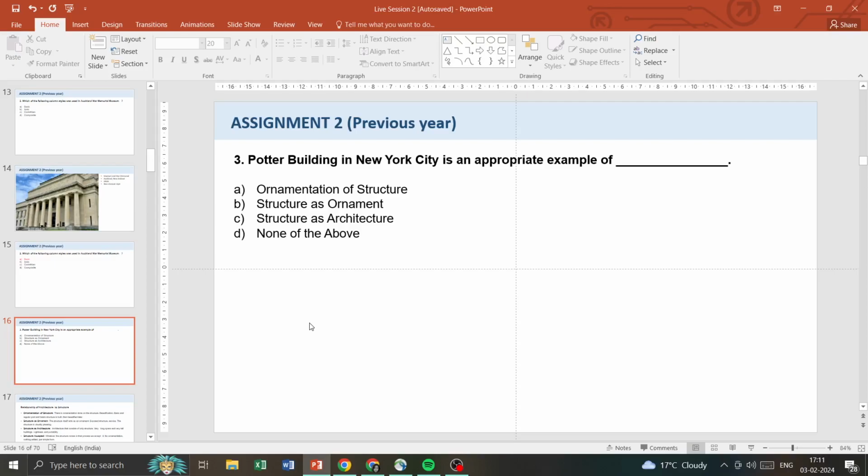Question number 3. Potter Building in New York City is an appropriate example of ornamentation of structure, structure as ornament, structure as architecture, none of the above. So in case you have gone through the NPTEL lectures of Professor Shubhajit Sadhu Khan, he explains it very well in his lecture and in the presentation, the different relationships between structure and architecture, in which he has categorized it into 5 types. First is ornamentation of structure, second is structure as ornament, third is structure as architecture, fourth is structure accepted, fifth is structure ignored.